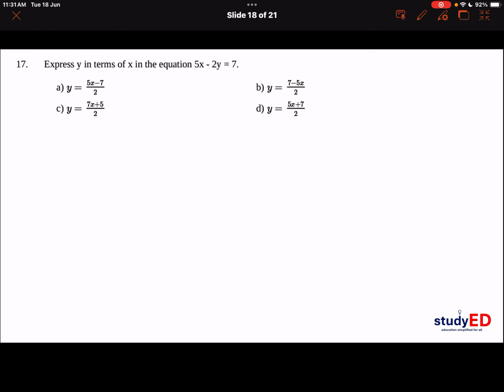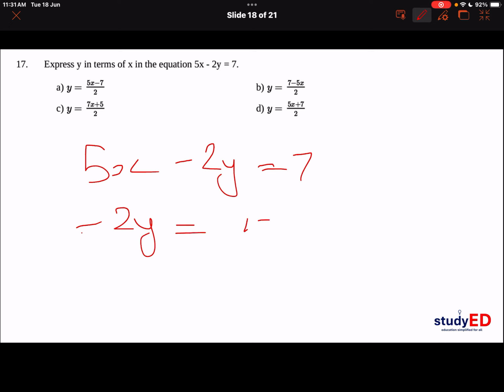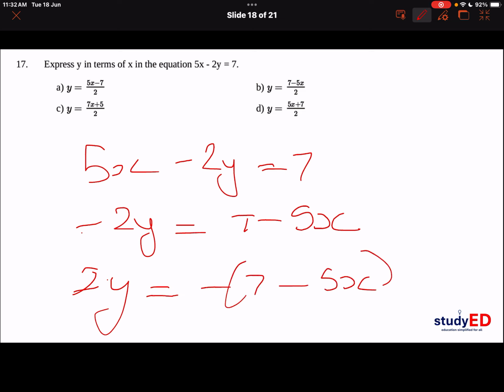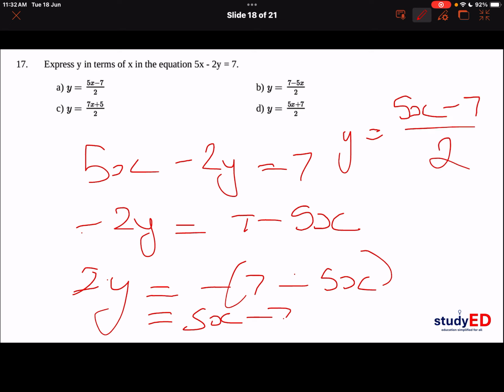Express y in terms of x in the equation 5x minus 2y is 7. Let us transpose 5x to the other side. Minus 2y is equal to 7 minus 5x. Now since it's negative, let's take it to the other side. So 2y is equal to 5x minus 7. Y is equal to 5x minus 7 upon 2, taking the 2 to that side. So that gives us option A, 5x minus 7 divided by 2.